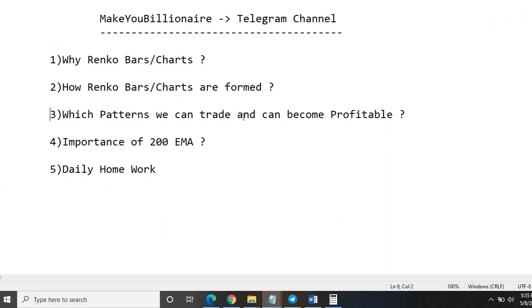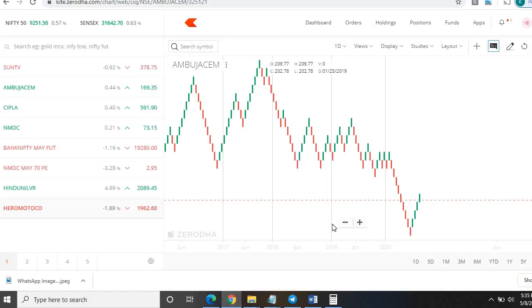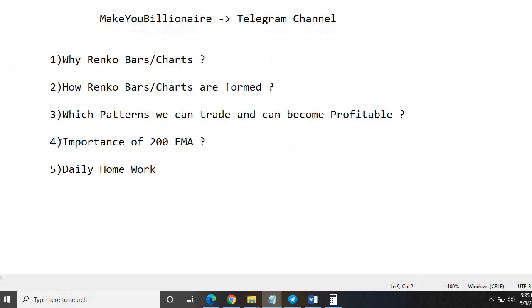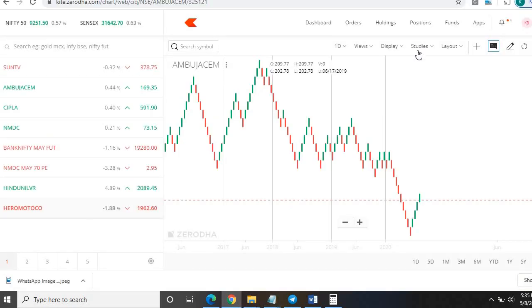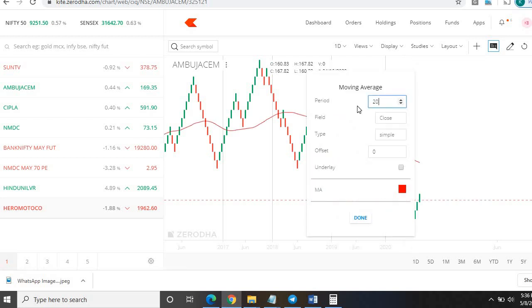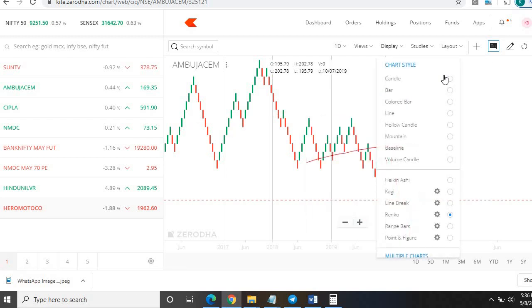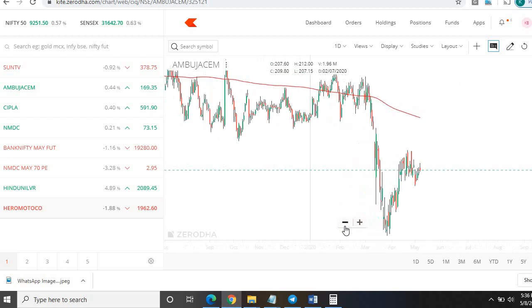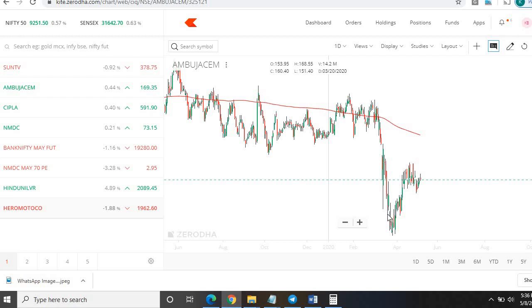Next, which patterns we can trade and become profitable, and the importance of the 200 SMA. Before we take any trade, you have to enter into a trending stock. I repeat, you have to enter into a trending stock. For trending stock, we are going to use the importance of the 200 EMA. I just add here a moving average, a magic number called 200. For the time being I just add the normal candle. So this is the 1 day candle, I just used it here. So the 1 day candle is below.